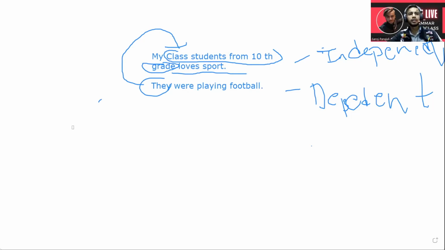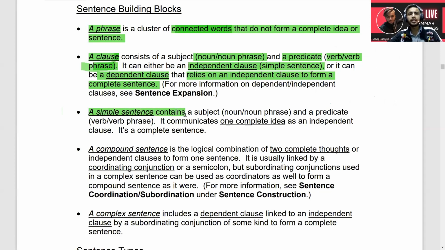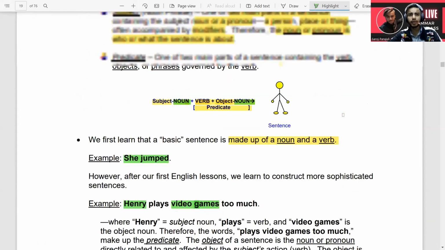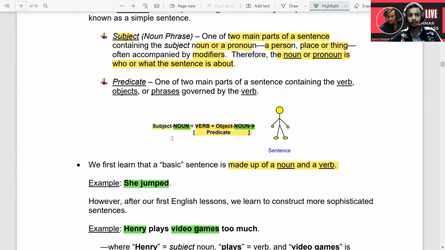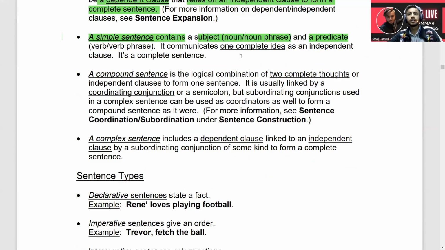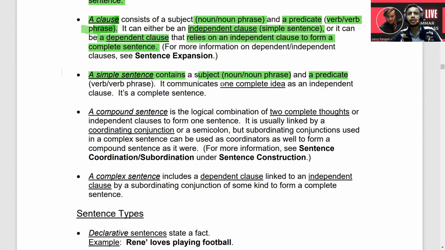Okay, now what is a simple sentence? A simple sentence contains a subject, noun phrase, and a predicate. We have already mentioned what a predicate is earlier. You guys can see what a predicate is: verb plus object is known as a predicate. Okay, now let's see. A predicate verb communicates one complete idea as an independent clause.